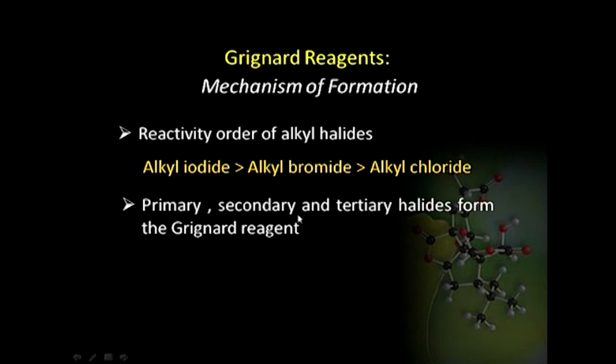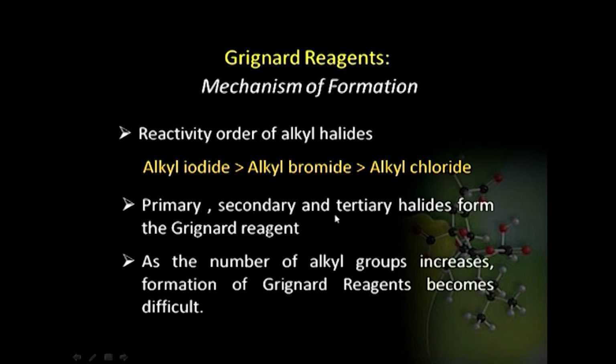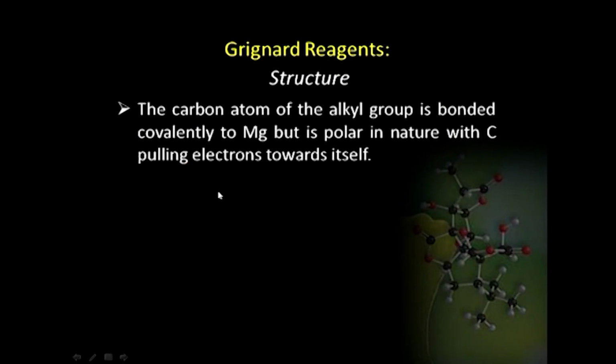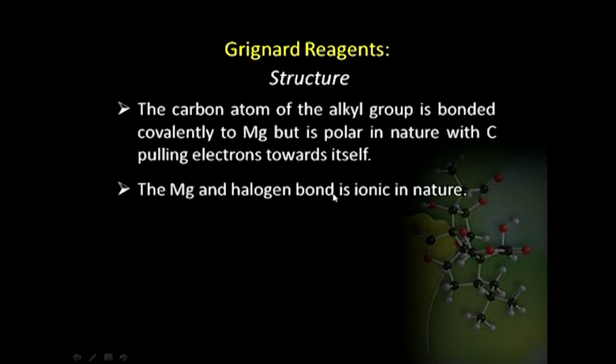The primary, secondary and tertiary halides also form Grignard reagent, and as the number of alkyl groups increases, formation of Grignard reagents becomes difficult. If we look into the structure of Grignard reagent, we find that the carbon atom of the alkyl group is bonded covalently to magnesium, but is polar in nature, with carbon pulling electrons towards itself. The magnesium and halogen bond is ionic in nature.